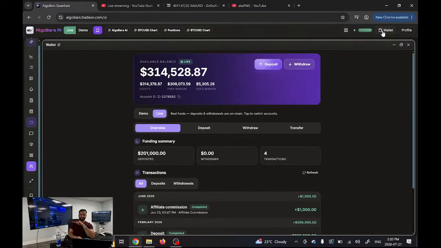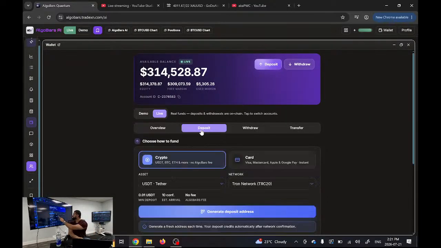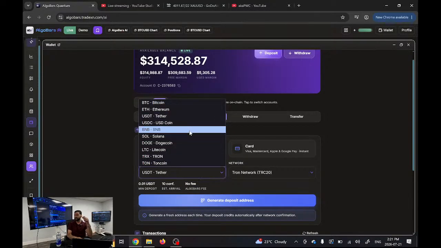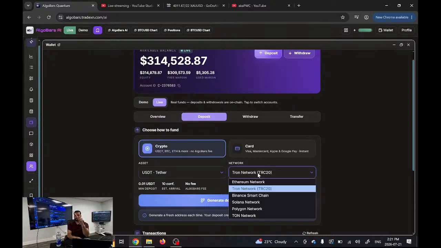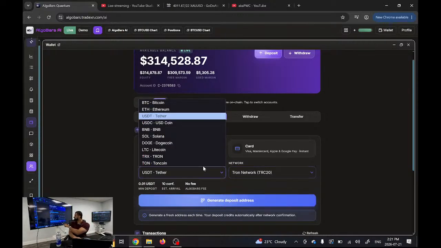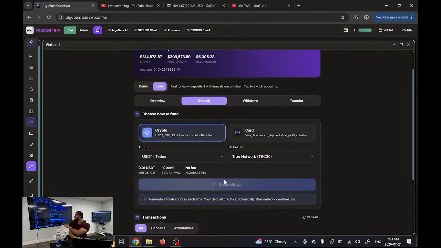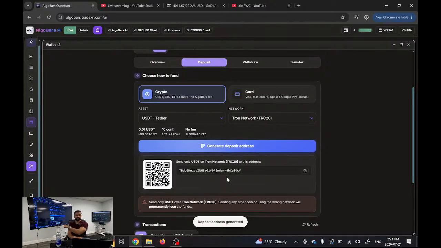All you've got to do is click wallet at the top. Then you click deposit. Now you can fund your account with either crypto or card. When it comes to crypto, they have all of the options here: Bitcoin, Ethereum, Tether, USDC, BNB, Solana, Dogecoin, Litecoin, Tron, Toncoin. Make sure that the network you selected is correct, and then you just click generate deposit address. There you go, there's your wallet address.